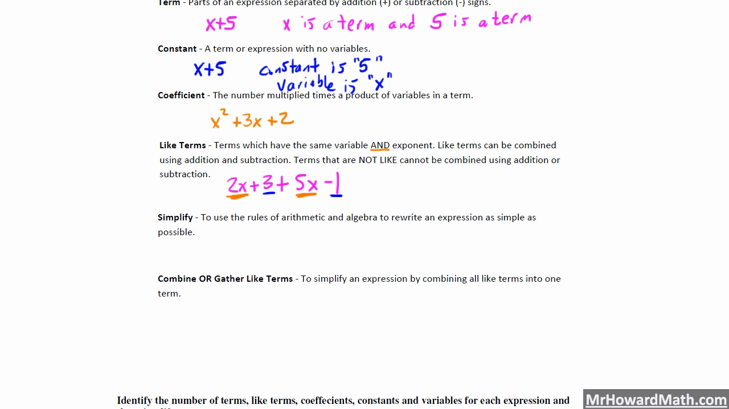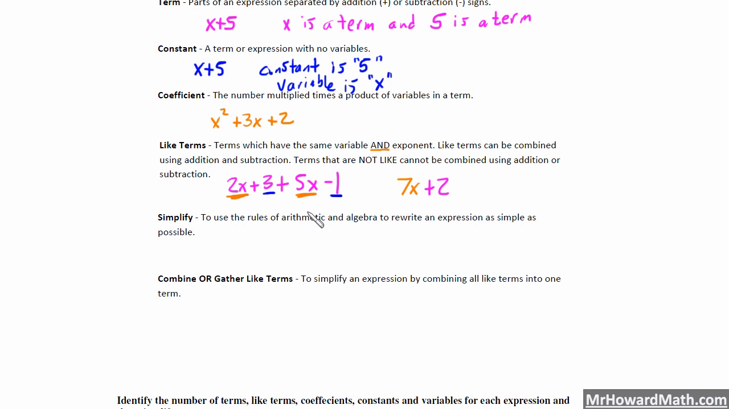So we have a 2x plus 5x. That, when we simplify that, that would give us 7x. And then we have positive 3 minus 1 would give us a plus 2. Okay, so we've just simplified this expression. Like terms were 2x and 5x because they had the same variable with the same exponent. The 3 and the negative 1 go together because they do not have a variable and no exponent. So therefore they still qualify as a like term.